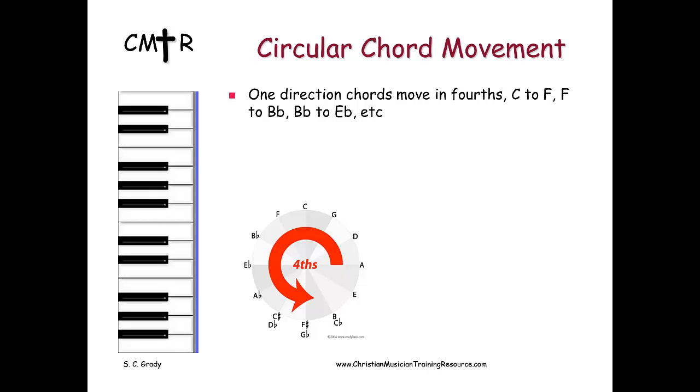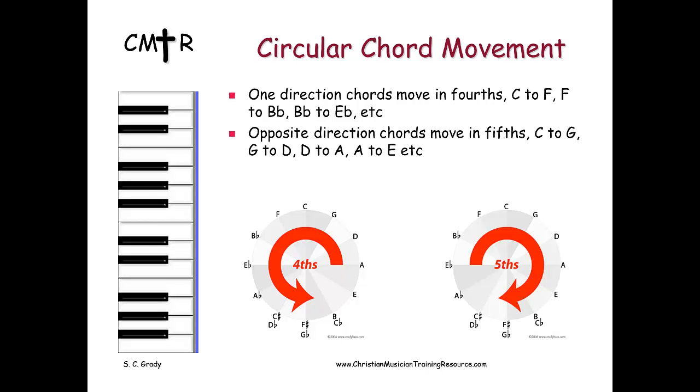When you look at circular movement, in one direction chords move in fourths. So if you're going from C to F, that's a fourth, and likewise F to B flat to E flat, and so on. And you can see in the chart that you would be moving to your left on this particular chart if you're moving in fourths, and ultimately you'll round back to C.